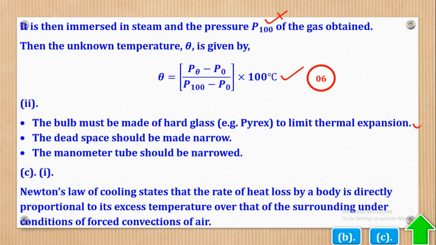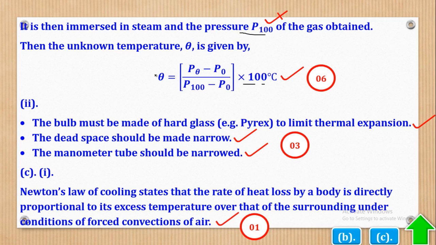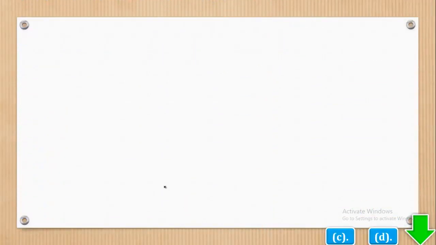So let's see marks for this slide. Half a mark for measuring P100 and a full mark for stating the formula to be used to get the unknown temperature. Then one mark for each correction, and one mark for stating the law. So now we shall go to Roman 2.